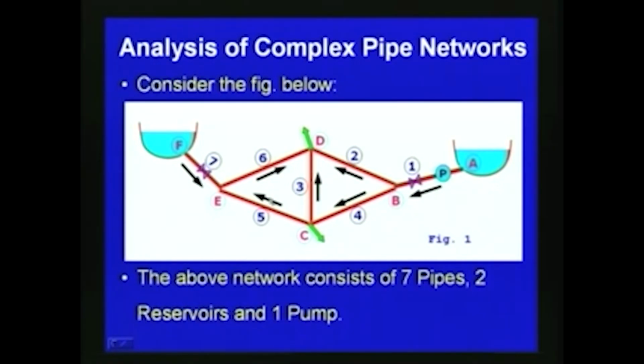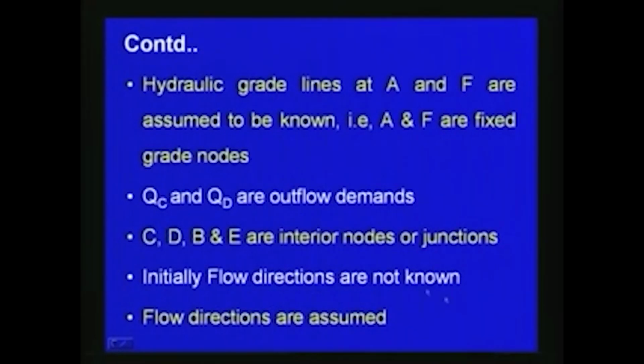Say, for example, for this system we can assume that the flow is going in this direction, A to B, and B to D in this direction, B to C, and then C to D flowing, and E to D flowing, but C to E and F to E, these are the flow directions, and here outflow from D and C. So, now we assume the flow directions.